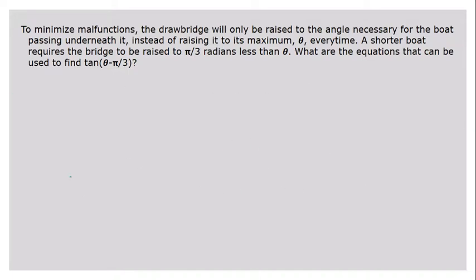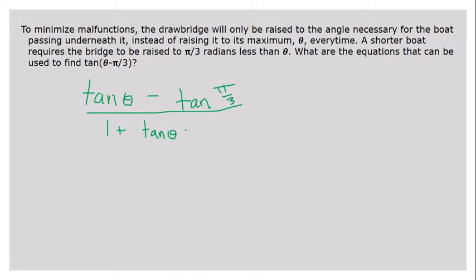So if you look at your sum and difference identities, and we use the difference identity for tangent, we'll end up with tangent of theta minus tangent of pi over 3 divided by 1 plus tangent theta tangent pi over 3. That would be one way that we write it.